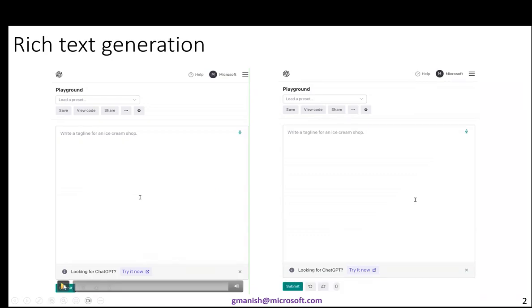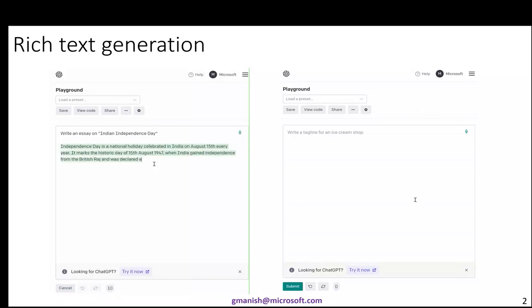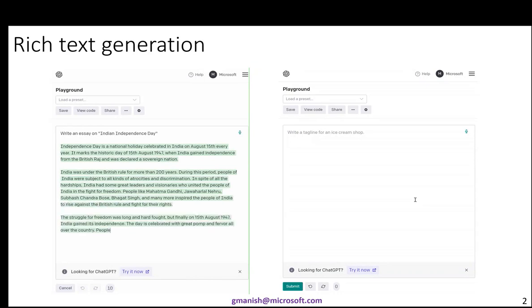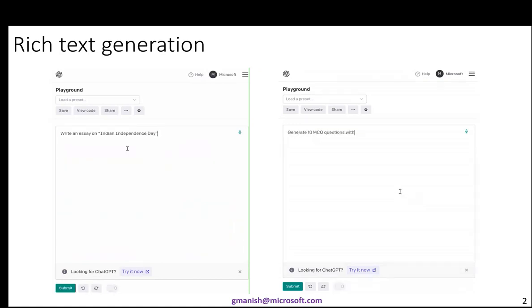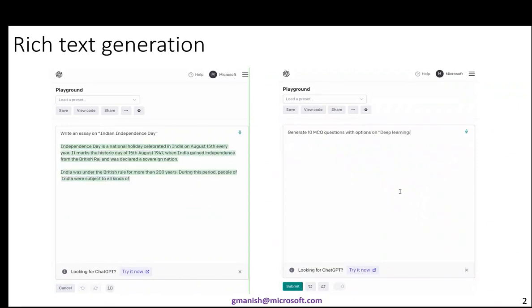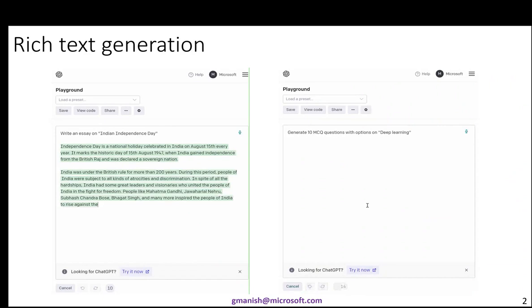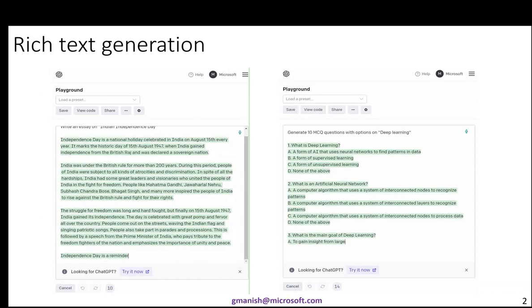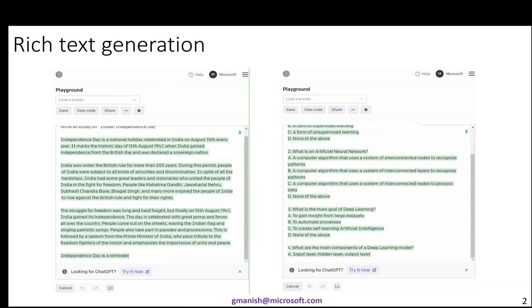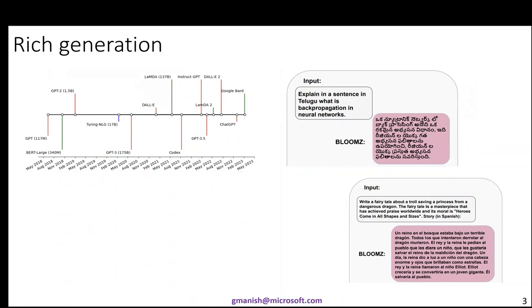Rich text generation is not alien to anyone now, right? Essentially, if you want to write an essay on Indian Independence Day, all you need to do is go to beta.openai and just ask a very simple prompt, write an essay on Independence Day, and you get a very good generation. Or if you have other kinds of tasks, like generate 10 MCQ questions with options on deep learning, it nicely generates those outputs. You can actually put them up in your exam for students and so on.